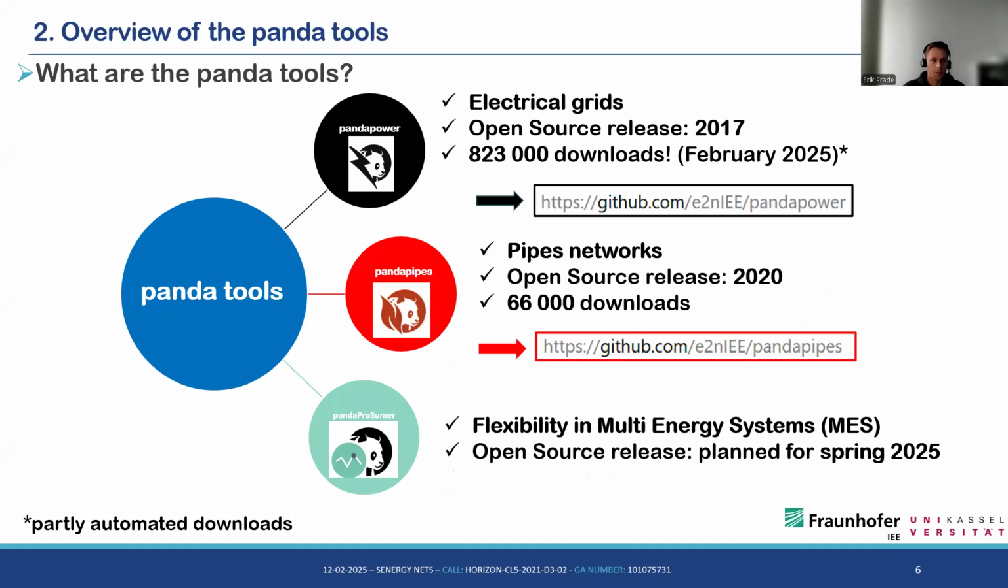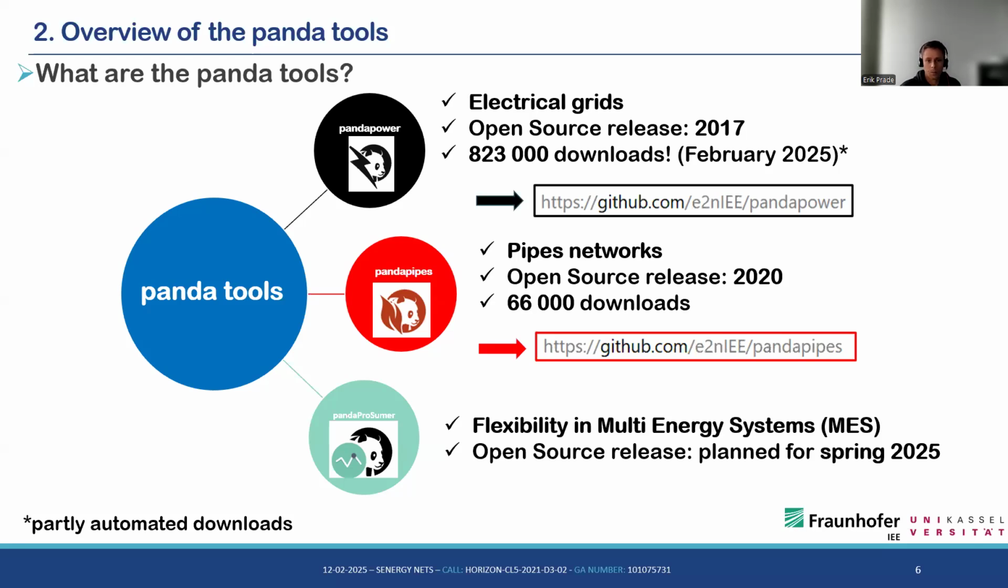So what are these Panda tools? Panda Power, like the name maybe mentions already, is about electrical grids. It's the oldest one of the tools. It was released in 2017 and has now accumulated up to 800,000 downloads. For example, if you install Pandapipes, Panda Power is also installed, so part of these downloads are automated.